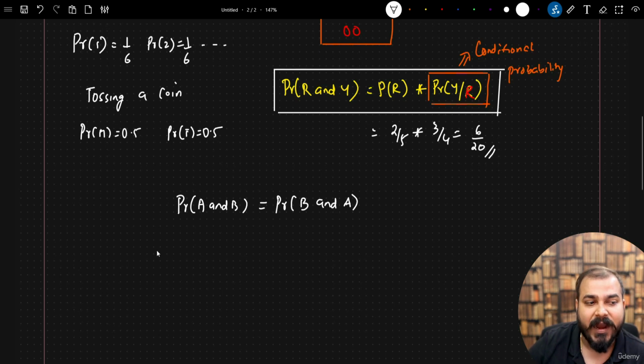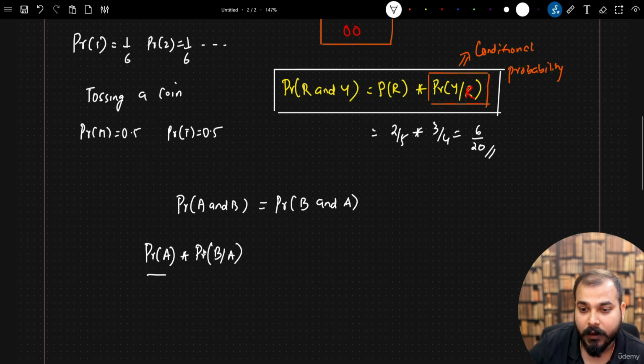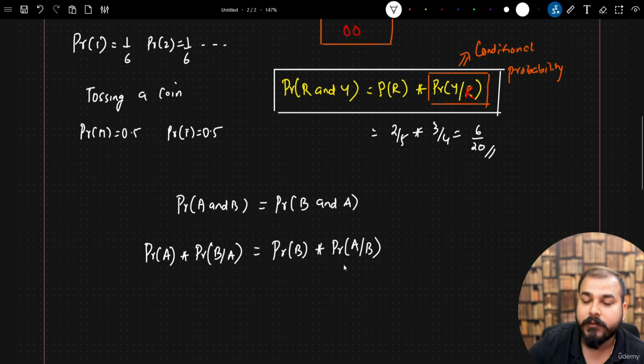Now with respect to this, I'll expand this equation. If I expand this equation, it will be probability of A multiplied by probability of B given A. Yes, we can expand this equation in this way based on this formula that we have. This will be equal to probability of B multiplied by probability of A given B, right? B event has already occurred.